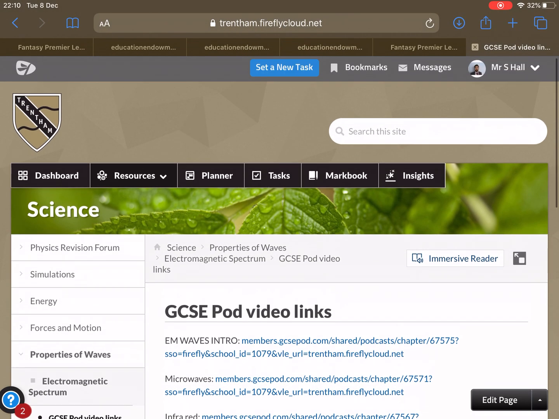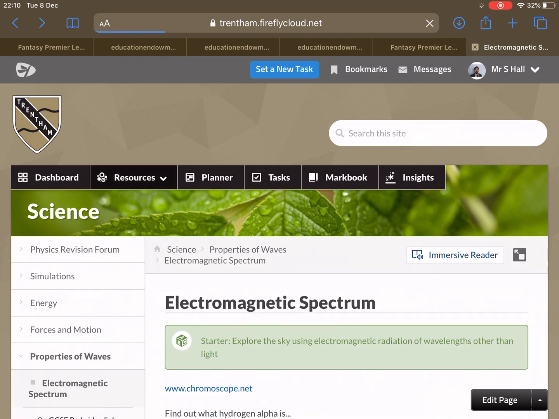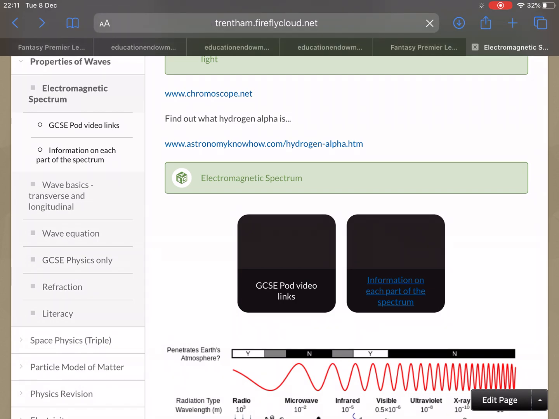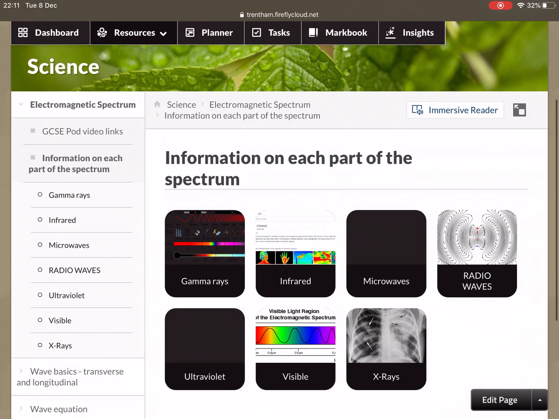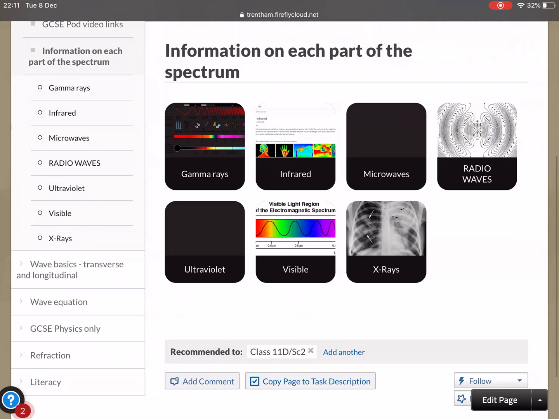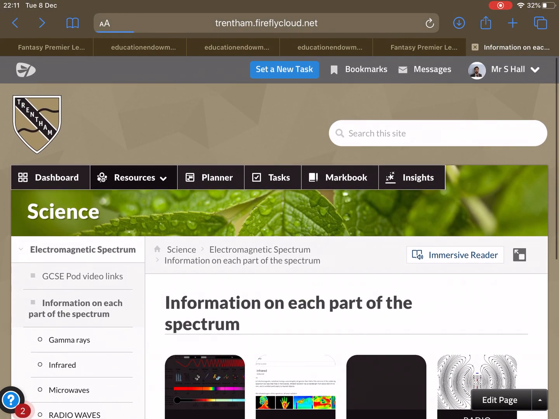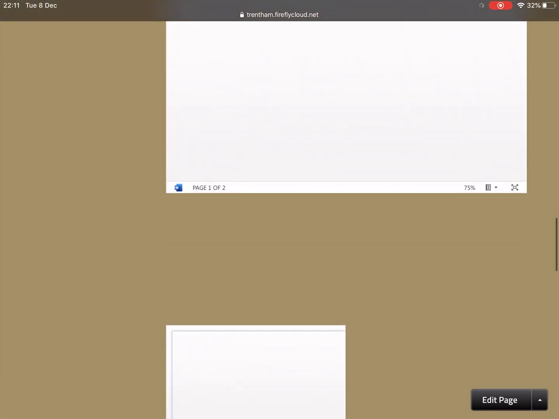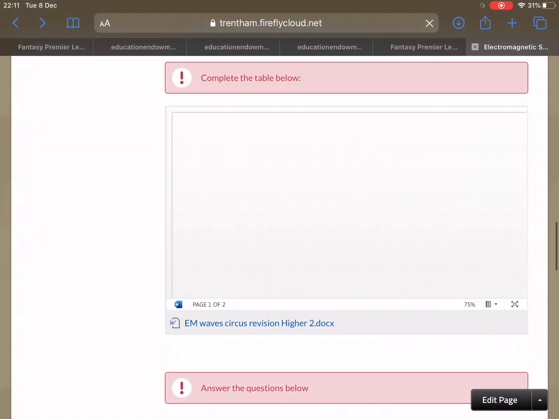One other thing, you can have a look at some of the work that the students in the other class have put together, and that is information on each part of the spectrum, so you can use that to make your notes. I would expect in this case it would take you probably the rest of the lesson that you have so far, so about 50 minutes, because I've been waffling for a while, to complete that table there.